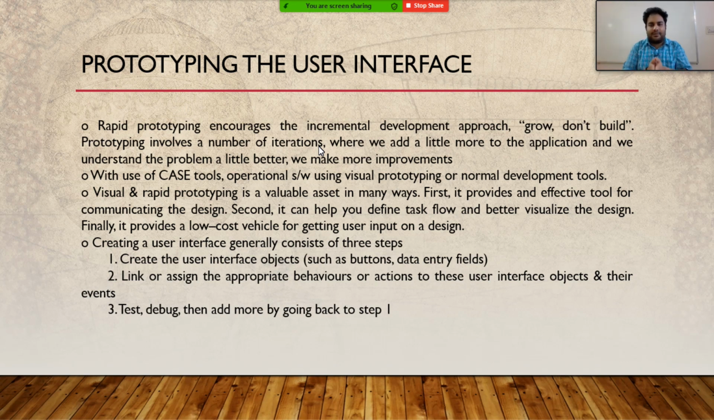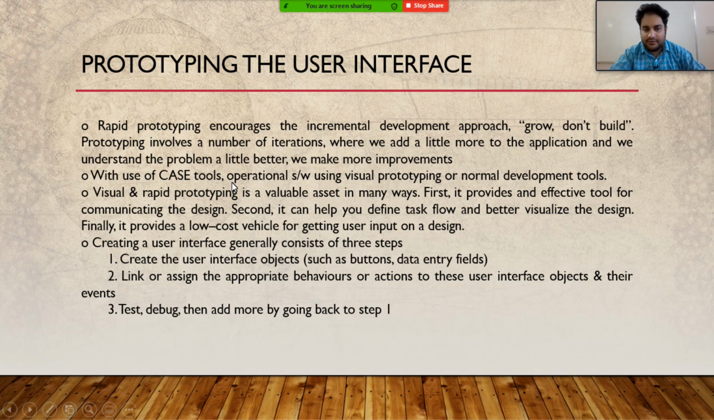First of all, we have to build one web page. In that web page, if other web pages have to be linked, then 100% accuracy would not be possible. But the modules that you have put on that web page have to work 100% correctly. Prototyping involves a number of iterations where we add a little more to the application and we understand the problem a little better. We can make more improvements. By the time we are repeatedly deploying that single first web page of our application, we are making improvements in every iteration.